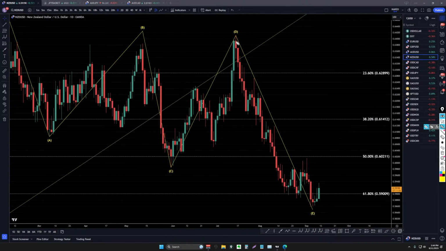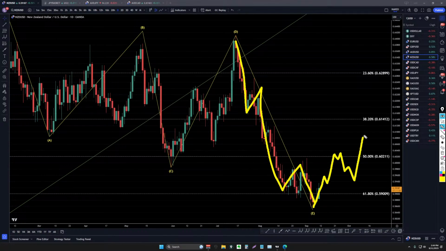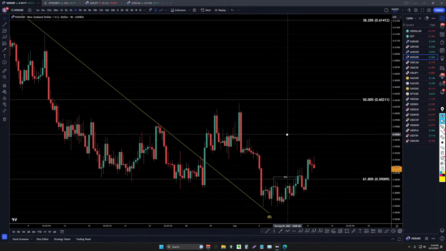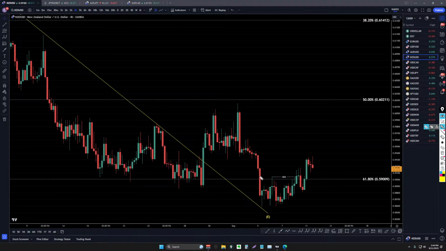So the Kiwi is very similar to the Aussie. It looks almost like a perfect 1, 2, 3, 4, 5. I think there's a good chance this is going to happen. 1, 2, and 3. Break of structure, proving that downtrend is over. Going down to the shorter time frames, we have a break of structure, so we've been looking for longs for quite a while on the Kiwi dollar since probably mid last week. It looks pretty clear, 1, 2, 3, 4, 5.